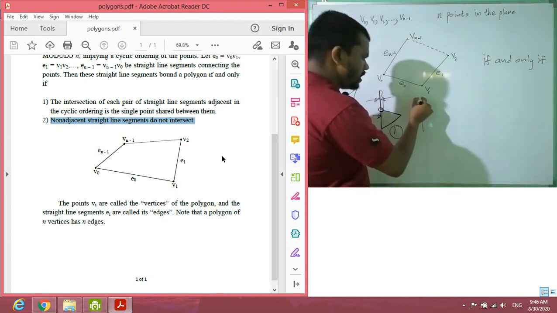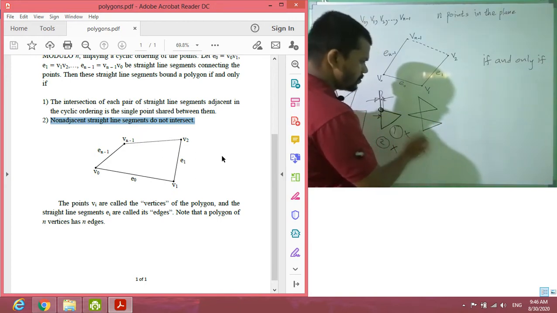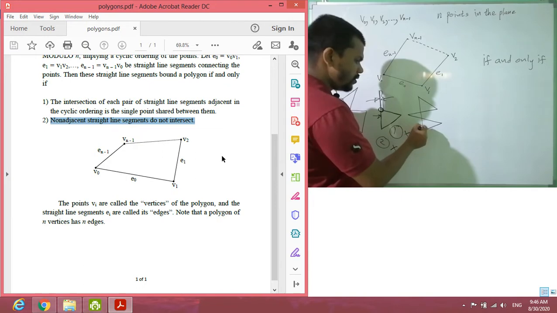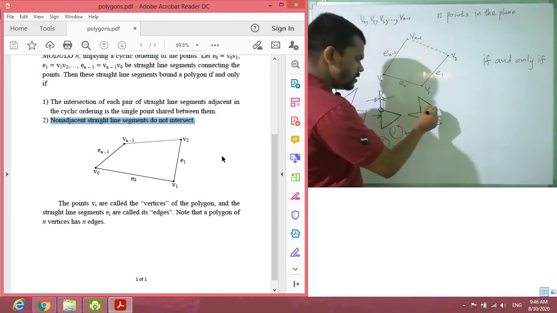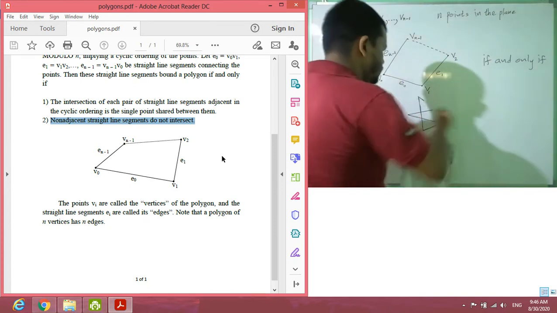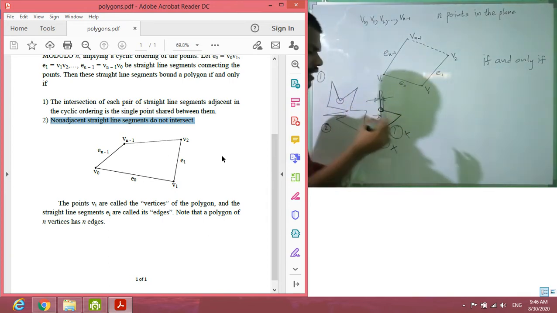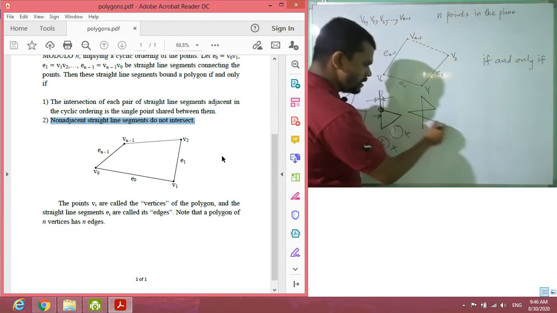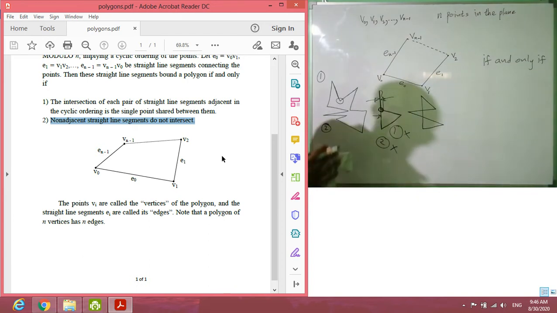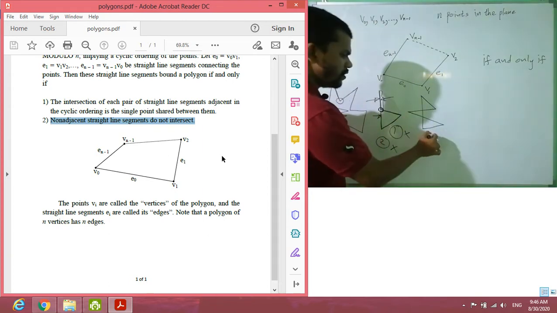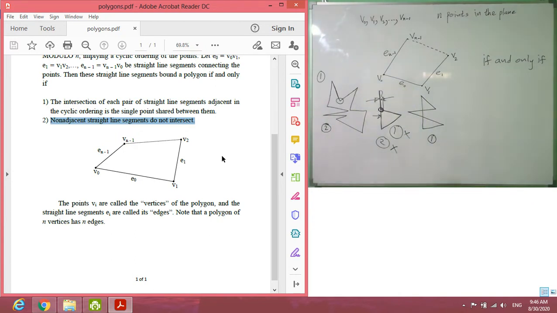If you consider something like this, look at the way I draw that. This one particular edge, I will redraw it again. You have to watch how my hand goes. Here. Now, if you consider two conditions, first condition for this one. What is the first condition? The intersection of each pair of straight line segments adjacent in the cyclic ordering is the single point shared between them.